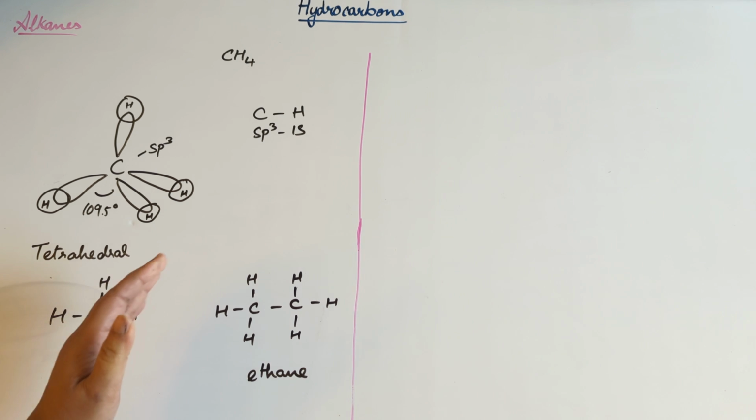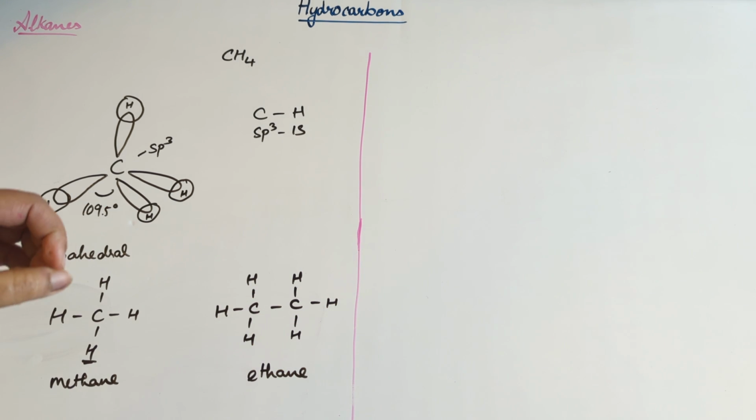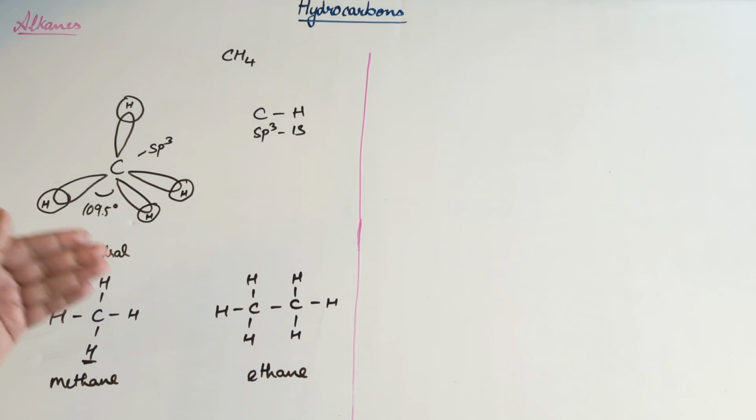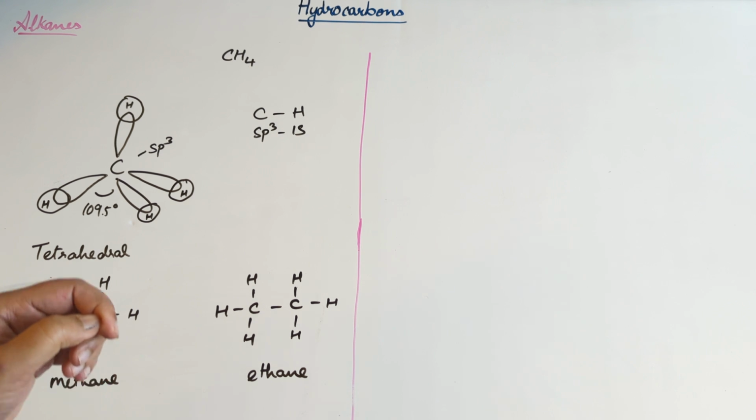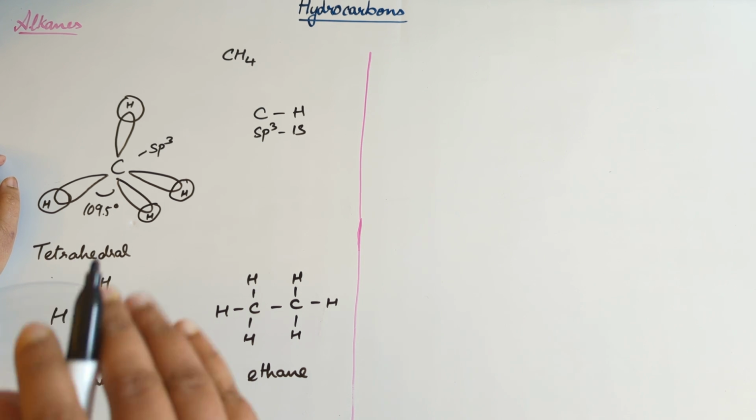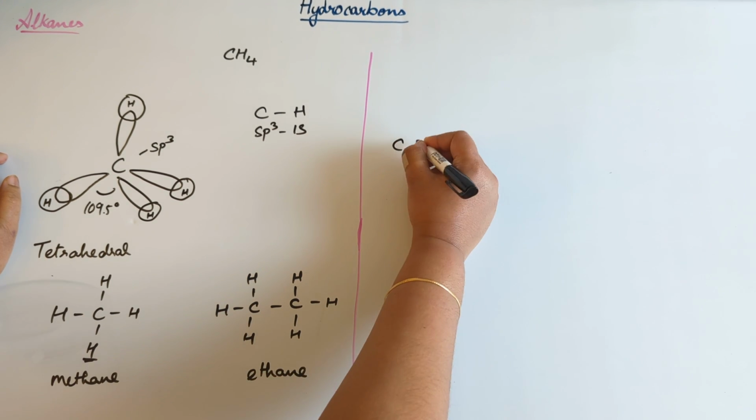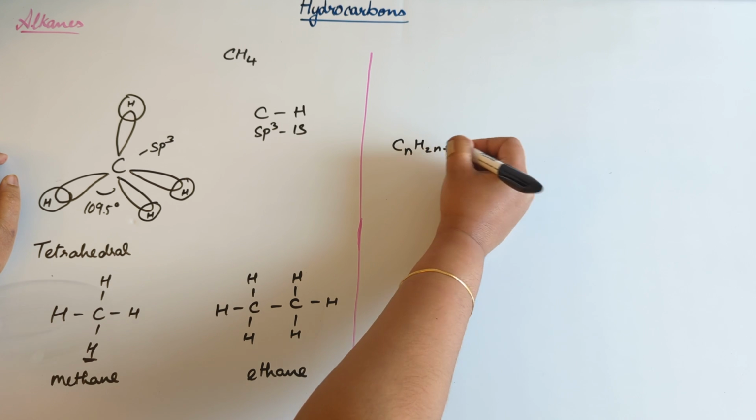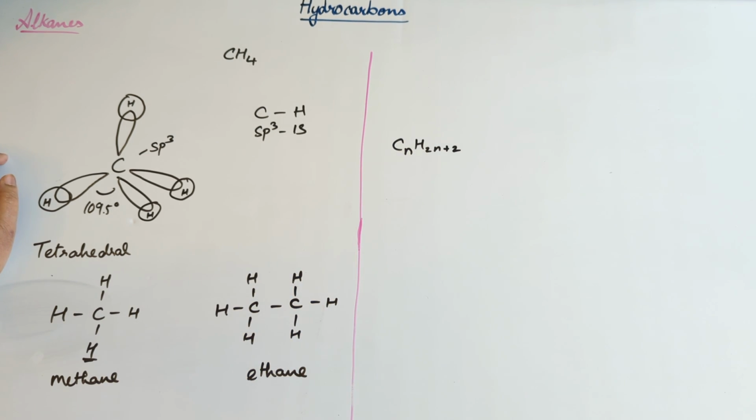This consecutive addition of a carbon atom to the chain has a specific name that we learned in the previous chapter, and it is called homologous series. Methane, ethane, propane, butane, pentane, hexane, all of these form a part of the homologous series, and so they will have a general formula. The general formula for alkanes is CnH2n+2.